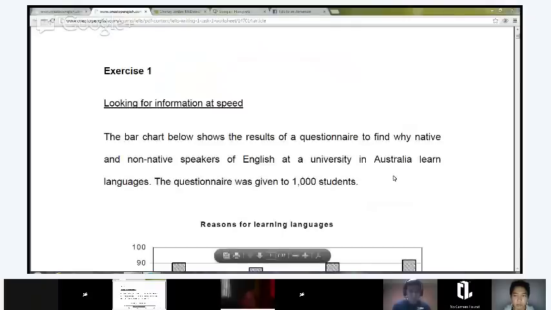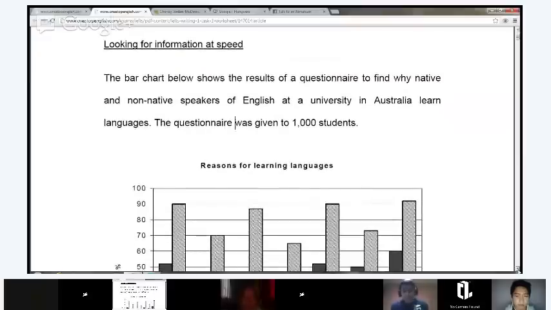Good. So it's actually questionnaire. Questionnaire is how we say that. So here it's a bar graph. The idea is, when you're taking a test, usually it's timed, so you have to be able to extract information rather quickly from it.